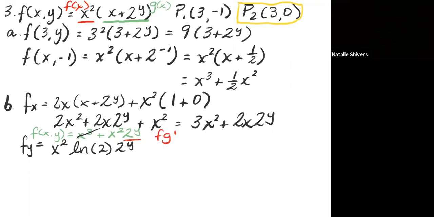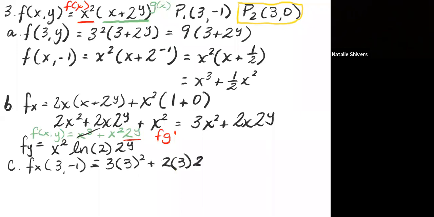Part C asks us to plug in 3, -1 into our partial derivatives. So if I do it for 3x squared, I get 3 times 3 squared plus 2 times 3 times 2 to the -1. So make sure you plug it all the way in correctly. You should get 30.